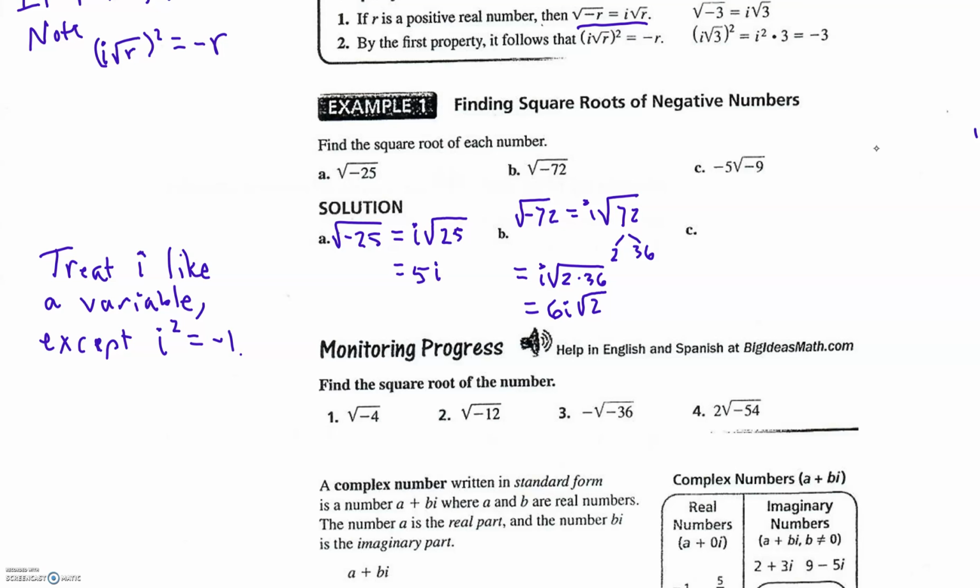We don't put the i behind the square root because we don't want it to look like the i is underneath. The i is not under the radical. So we'll put the i in front of the square root, but notice how it's behind the 6. That's the standard way of writing it.